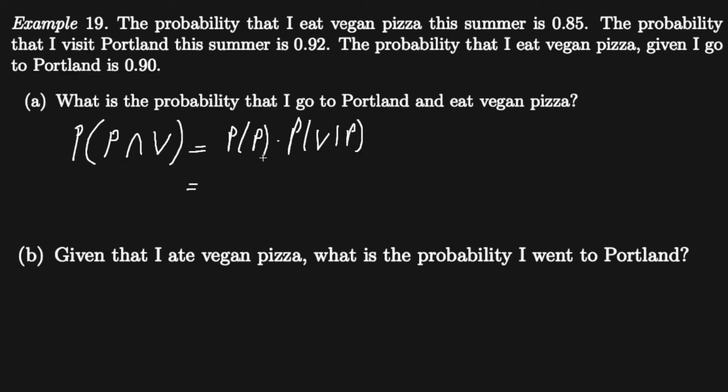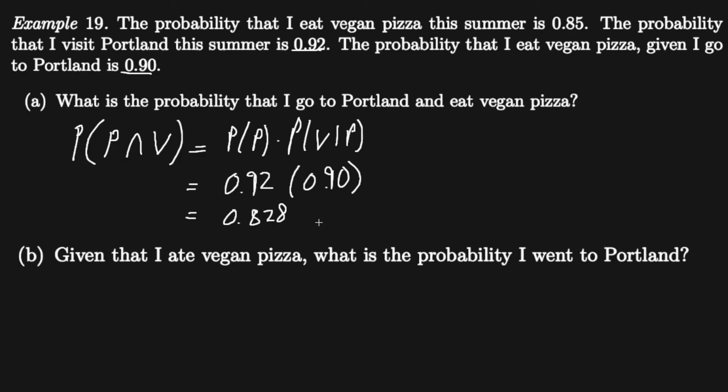Now we know both of these actually. The probability of P, the probability that I go to Portland, is 0.92 over here. And the probability of eating vegan pizza given that I go to Portland, which is right here, is 0.90. We just multiply these two and it gives us 0.828. Now we can move on to part B.